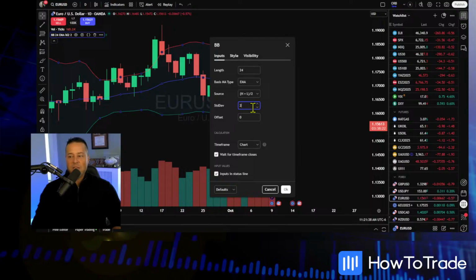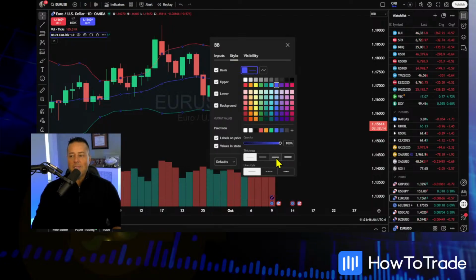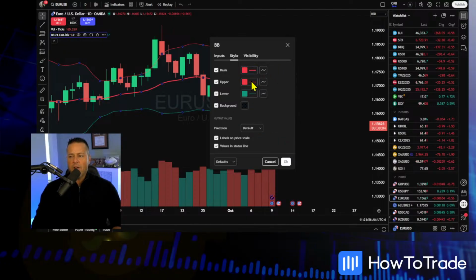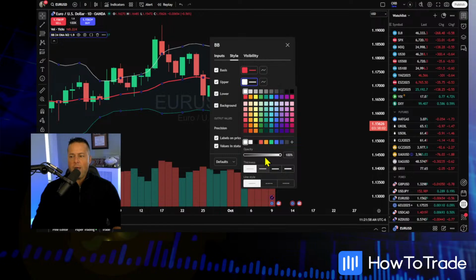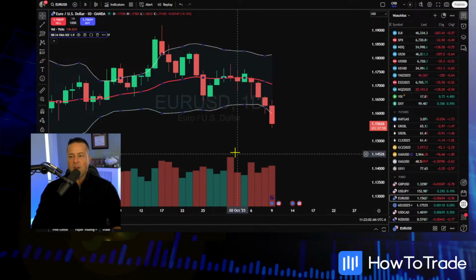High, low, close, standard deviation 1.9. 1.9 is interesting. I like 1.9 a lot. For style, I want white lines on my charts. Is that my midpoint there? That's my basis. So I'm going to rock red in the middle. That's what I call the 50-yard line. Upper is going to be white, and then our lower is going to be white as well. So there we go. Now we're set up, ready to rock.